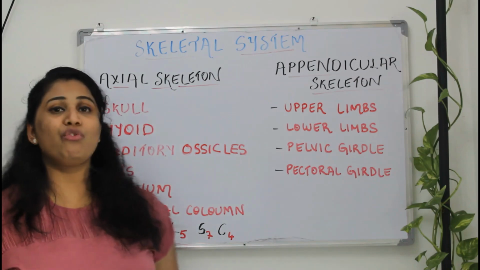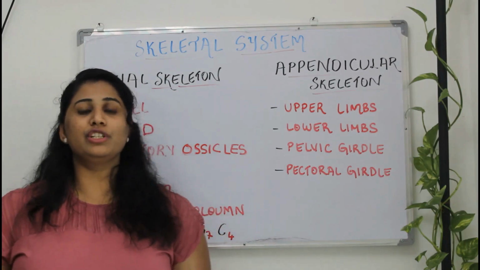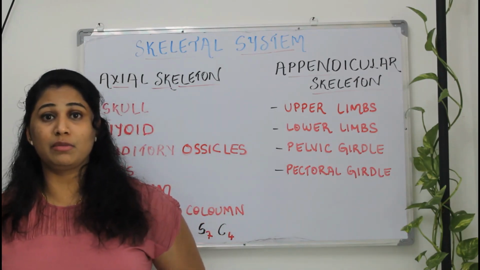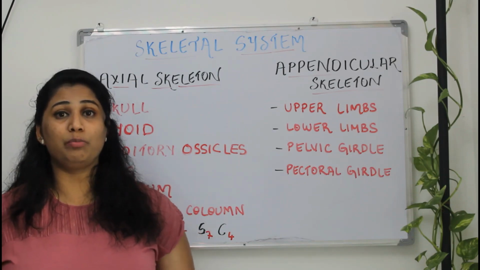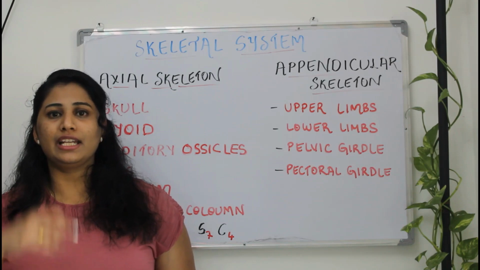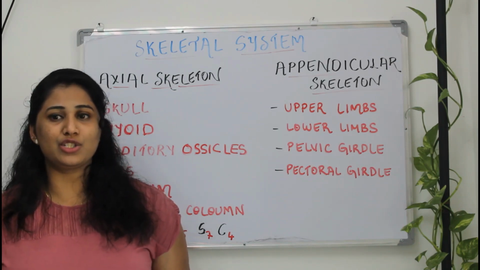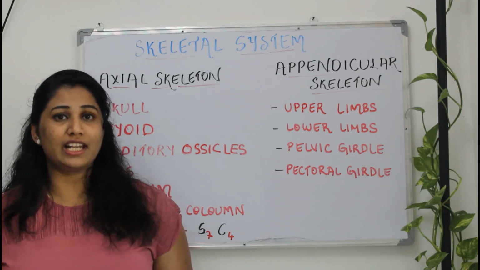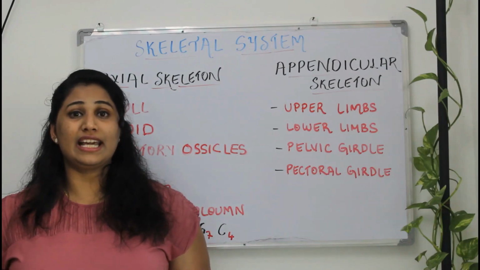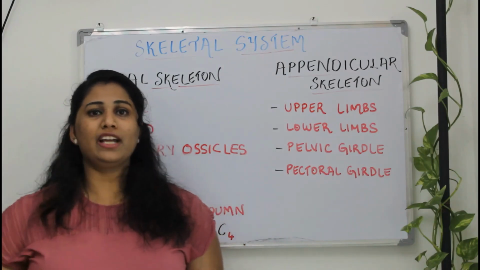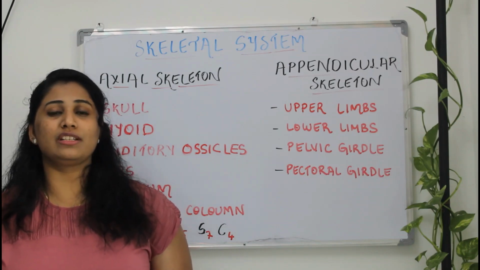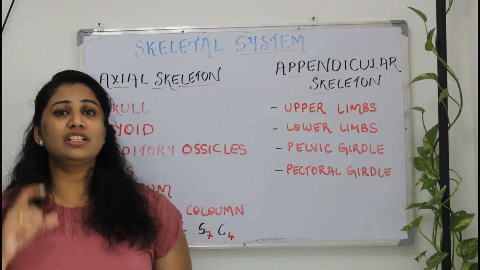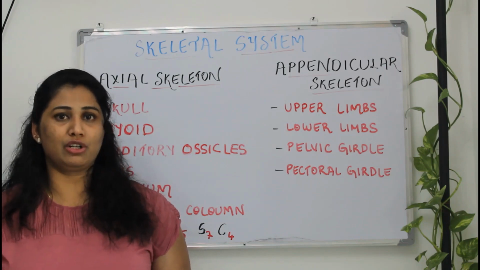Next comes the vertebral column. What is the vertebral column? The vertebral column is nothing but our backbone, where the spinal cord passes through. In it, a lubricant fluid is present, known as cerebrospinal fluid, CSF. So the backbone is nothing but the vertebral column. How many bones are there in the vertebral column? There are 33 bones.